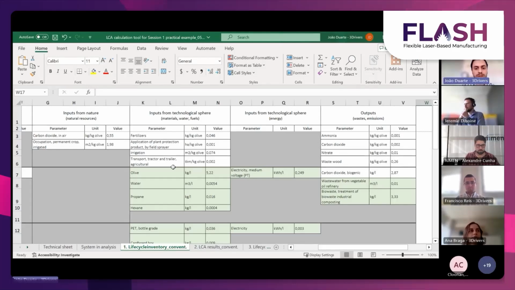Is there any other question? Okay. Yes. So, João. Can I ask a quick question? How do you obtain the values for the inputs? Are they the companies that provide them to you?